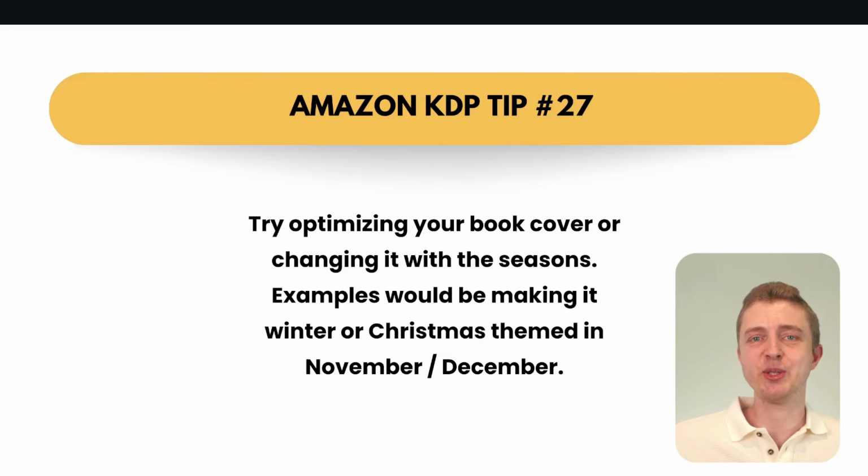Amazon KDP tip number 27 is to optimize your book cover for the different seasons and different time periods of the year. For example, if you have a word search book or a coloring book or activity book and you have a normal design, during the Christmas time period you can consider having a winter themed cover, or snow or Christmas themed, just something that goes along with the time period. That can also help you stand out from the competition to get more sales and more click-through rates, and just be different than the other books. And then once the time period is over, change it back to the original cover.